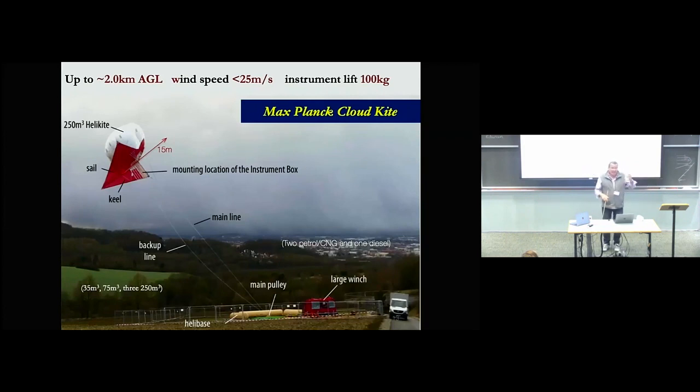But then again, it was in the turbulent boundary layer. Who tells you that this was not a horseshoe vortex shed from the mountain and had no particles in it, and therefore you should see it again? So I decided we have to do something else. I was at a conference and somebody said, don't you know about this company in Great Britain who builds these helikites? And I said, wonderful, but we have to lift 100 kilos, not only 10 kilos.